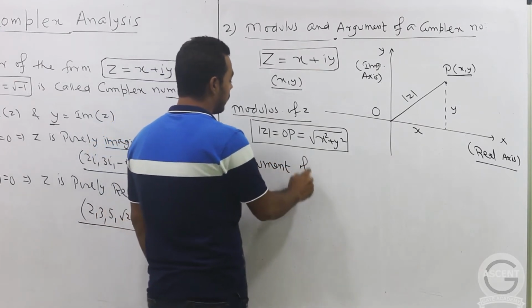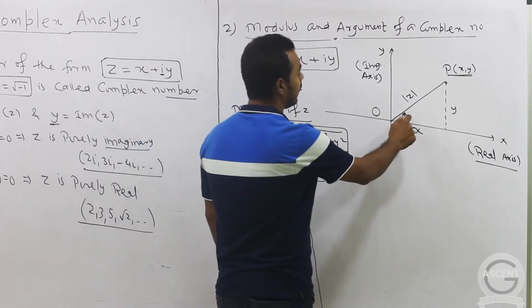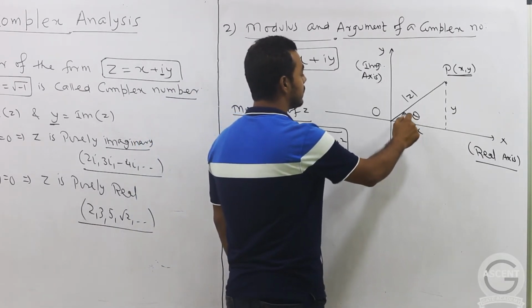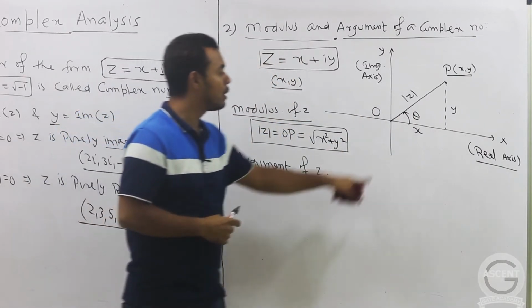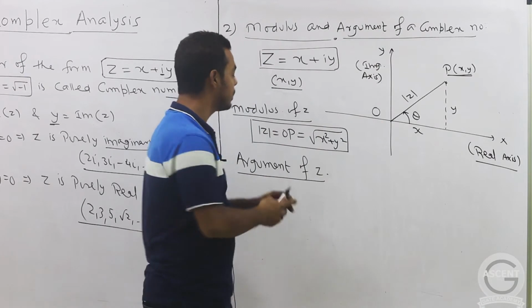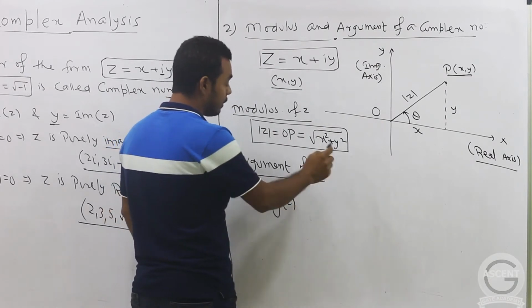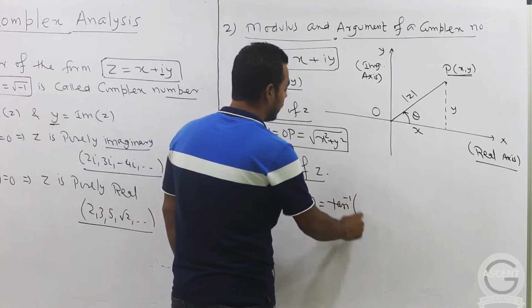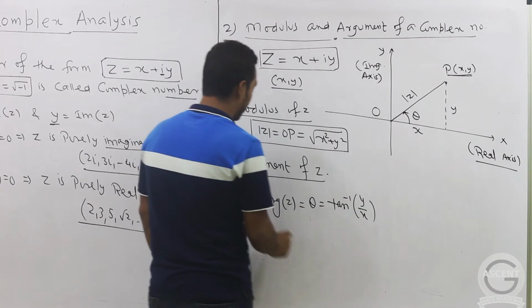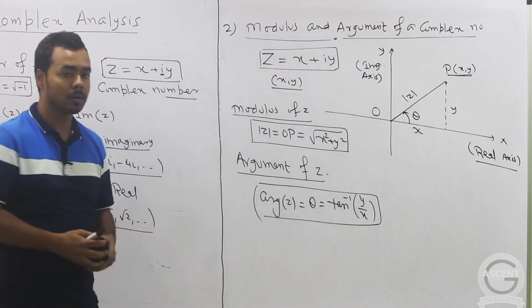Next one is the argument of a complex number. The argument of a complex number is nothing but the angle made by this line OP with the positive x-axis in the counterclockwise direction. This angle is called the argument of the complex number. As you can see, this angle will be the argument of complex number z, and this will be nothing but tan inverse y by x. So this will be the formula to calculate the argument.